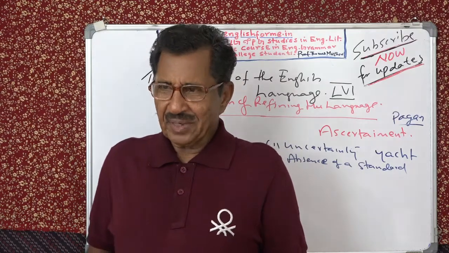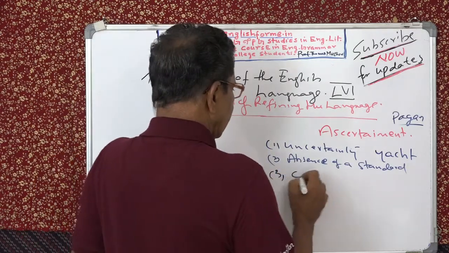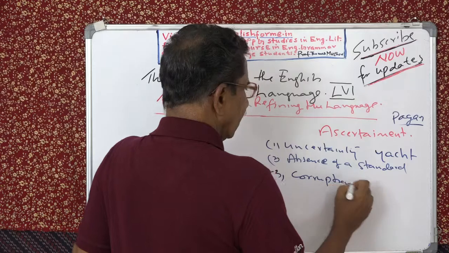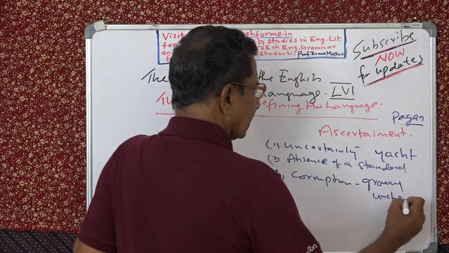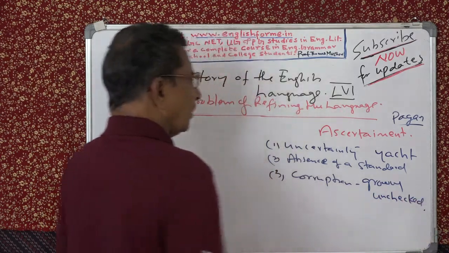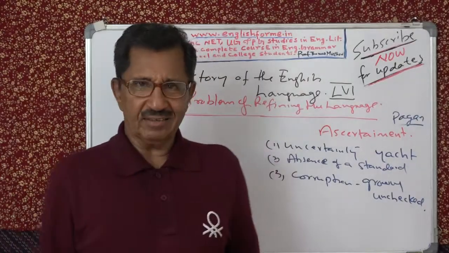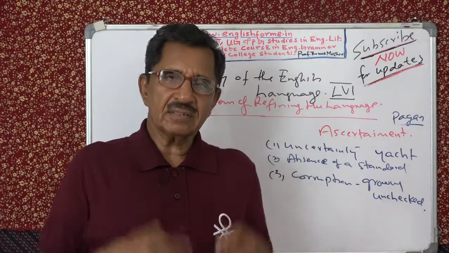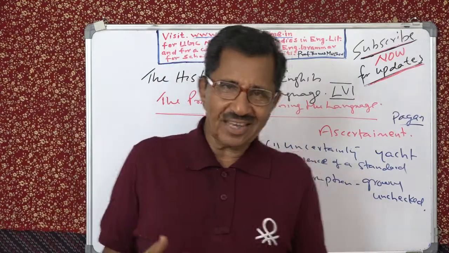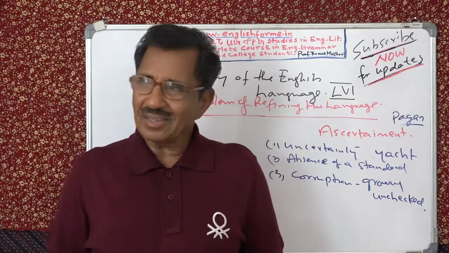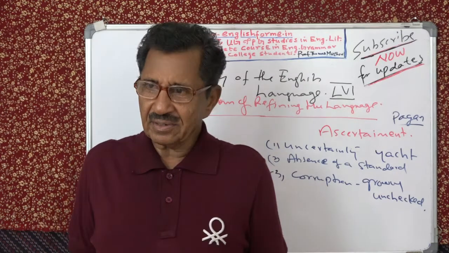A third fault is many corruptions growing unchecked. That's the problem: many corruptions in the language growing unchecked. So there was nobody to check, nobody to say, no, just stop doing this or stop doing that. Therefore, what happened? Corruptions went on growing. Growing means it's not like a garden, the plants growing, but people started using these corrupt forms of the language. That is corruption growing unchecked.